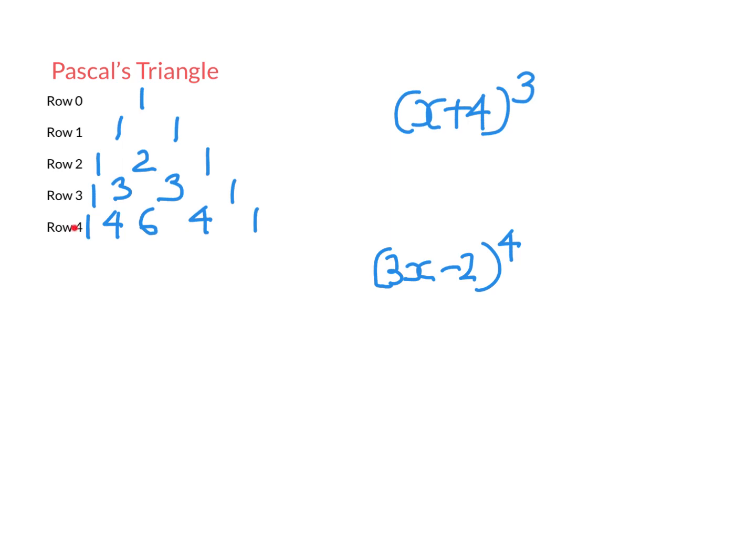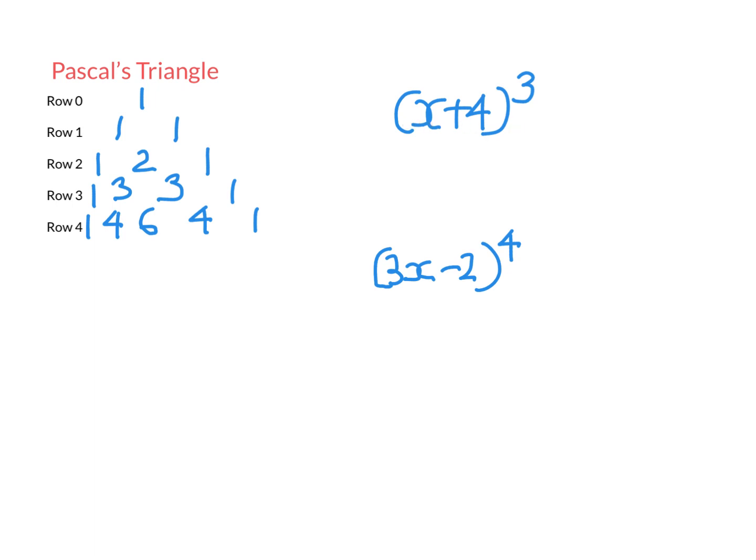So for the row n, entry number 1 is always n. For row 3, entry 1 is 3 because this is entry 0. For row 2, entry 1 is 2. This is entry 0. So how does this help us with binomial expansions like these? Well, it turns out it's going to give us the coefficients.